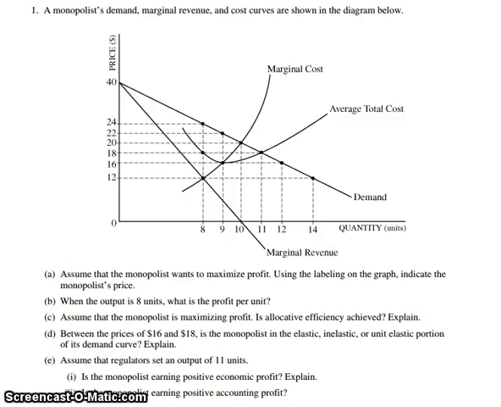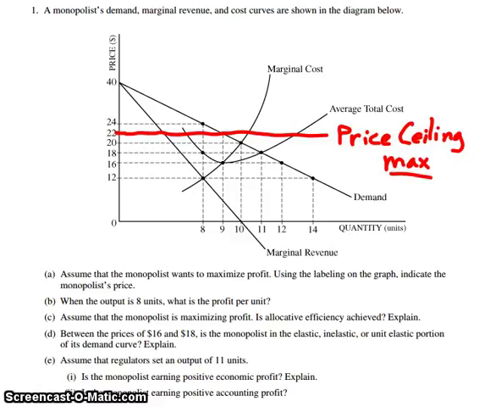Okay, now part F, which isn't on the screen right now, but I showed it to you earlier. I cleaned things up a little bit again because what we're asked to do is look at what would happen if regulators impose a price ceiling at $22. So here's $22, and we'll call that our price ceiling. You may recall a ceiling is a maximum price. Maximum prices are only effective if they are set below the equilibrium price.